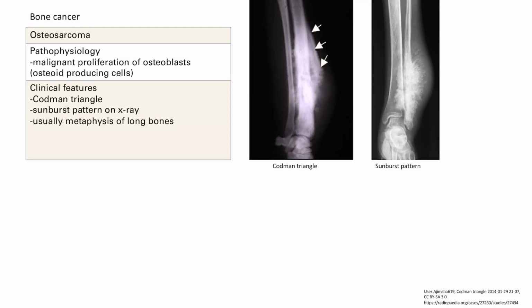So osteosarcoma is our first one. This is from a malignant proliferation of osteoblasts. Remember, those are the ones that make osteoid. And what you will see on imaging is a couple of characteristic findings.